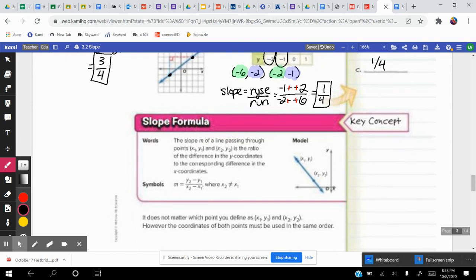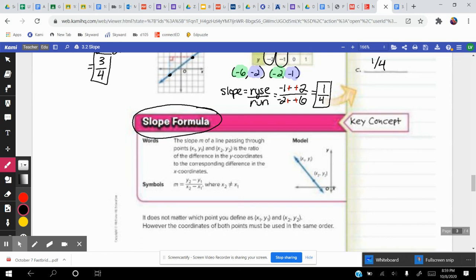Continuing, we have a key concept right here. Slope formula. Words: the slope m of a line passing through the points x1, y1 and x2, y2 is the ratio of the difference in the y-coordinates to the corresponding difference in the x-coordinates. So if we were to write this in symbols, m equals y2 minus y1 divided by x2 minus x1. Our x values cannot equal each other. That is because you can't divide by 0.